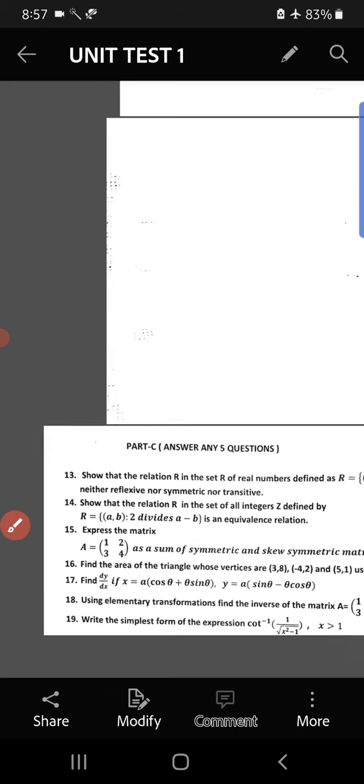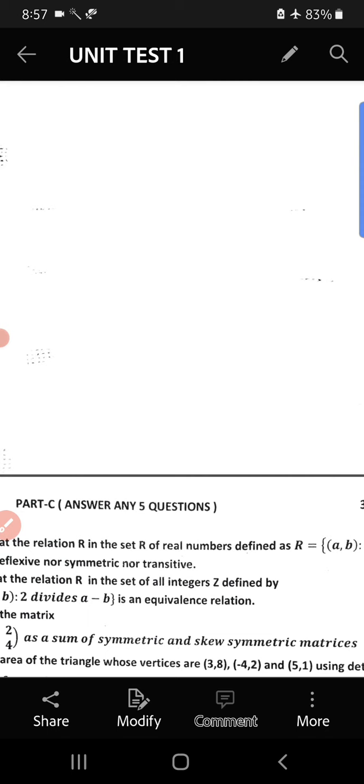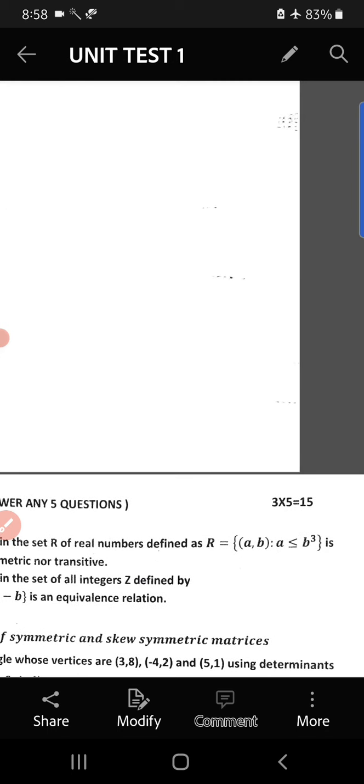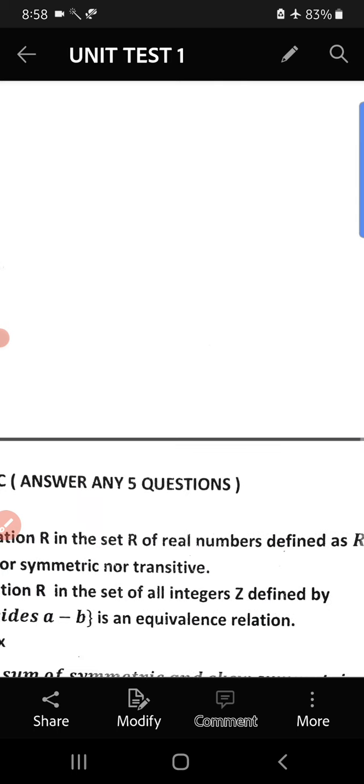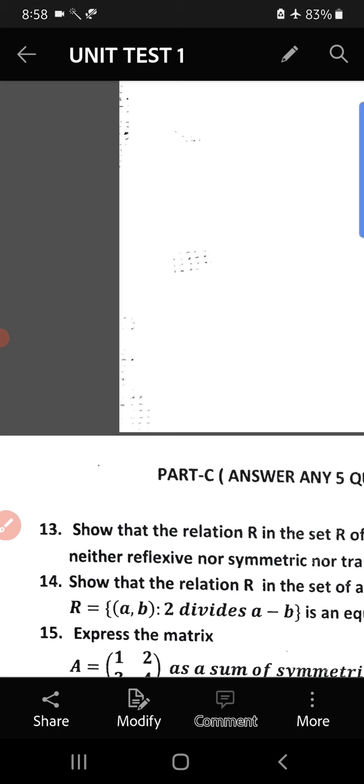See question number 13. So I will consider the first question. That is a question which is based on types of relations. Show that the relation R of real numbers defined as R equals (a, b) such that a is less than or equal to b cube is neither reflexive nor symmetric nor transitive. This is the 13th question.